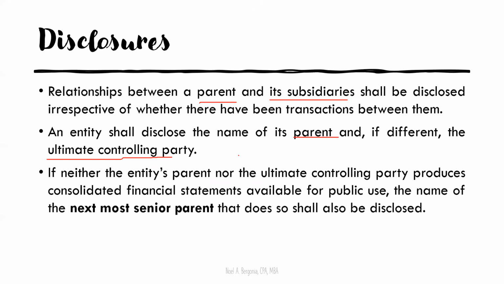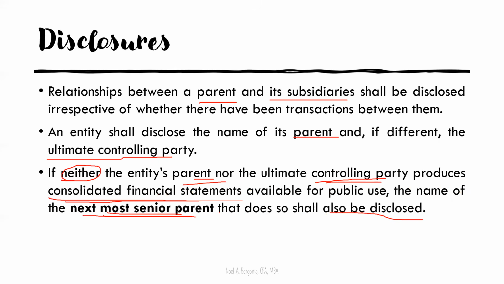Moreover, if neither the entity's parent nor the ultimate controlling party produces consolidated financial statements, remember in our discussion of the conceptual framework, consolidated financial statements are those created under a parent and subsidiary relationship. So it says here, if neither the parent nor the ultimate controlling party produces consolidated financial statements available to the public, then the name of the most senior parent that does so shall be disclosed. So whoever prepares the consolidated financial statements, when the parent and ultimate controlling party do not, it should be the next most senior parent.